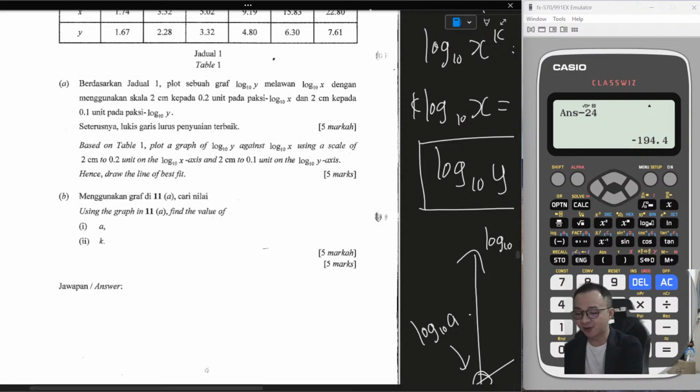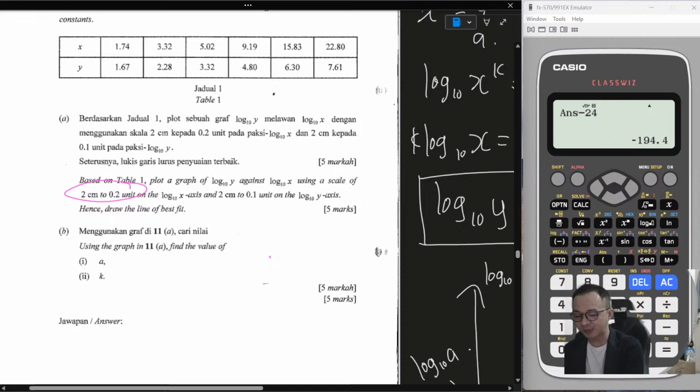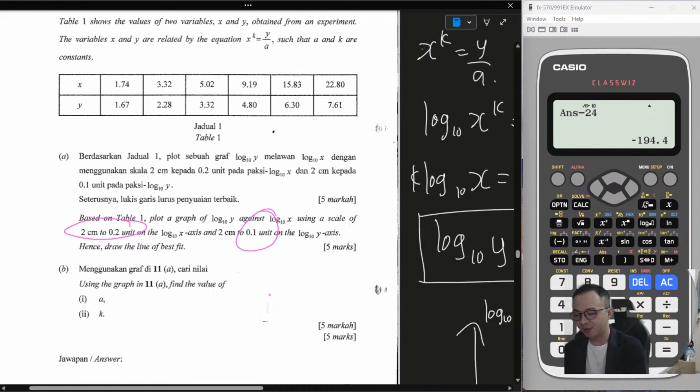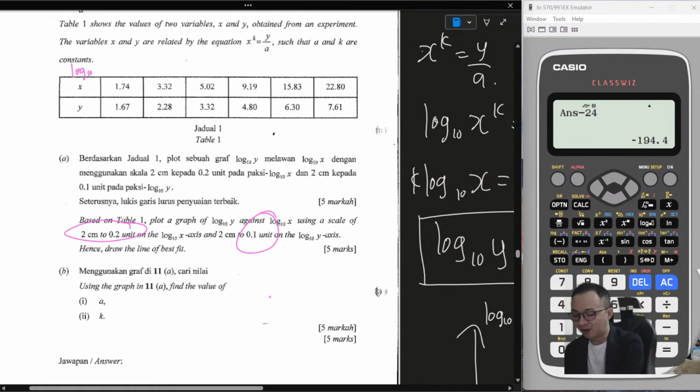This 10 marks is considered a bonus mark lah. Yeah, and then like I said, 2 centimeter to 0.2 unit. If they mention 0.2 unit, you always need to use 1 decimal more than it. So that means in the table you should be able to accept 2 decimals. This one is 0.1, right? You can accept 1 more decimal, which is 2 decimals. So that means you need to form a table for log 10 x and log 10 y.